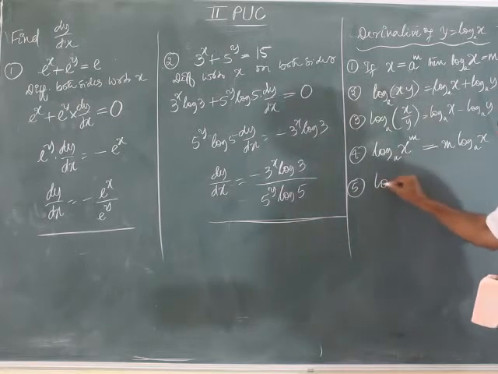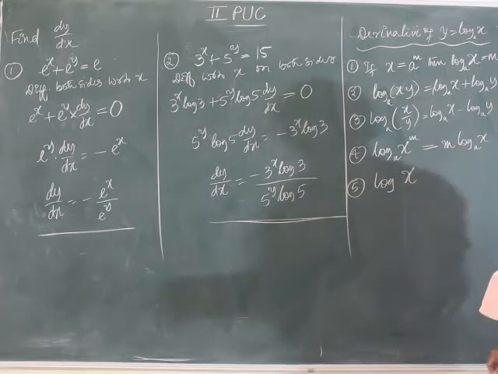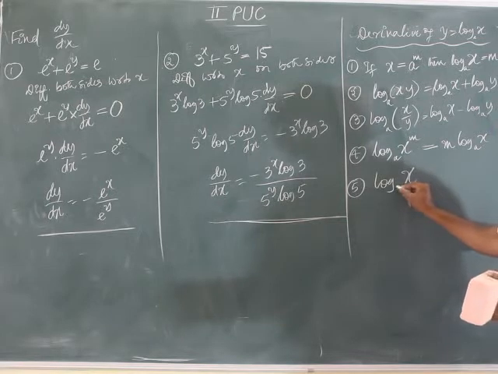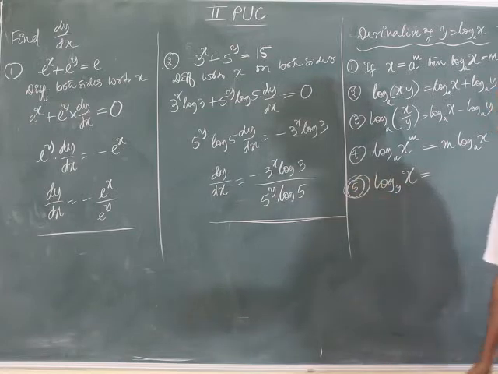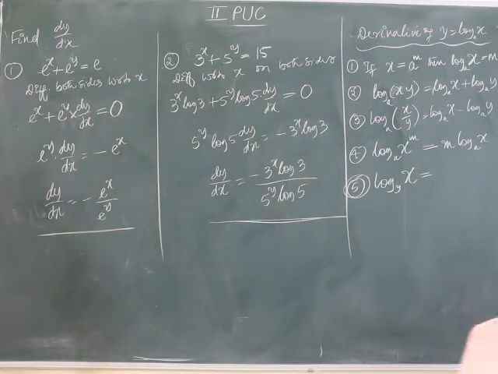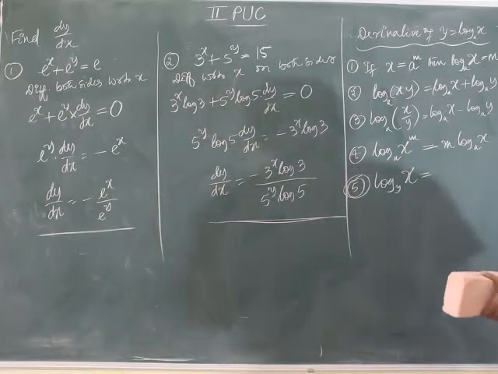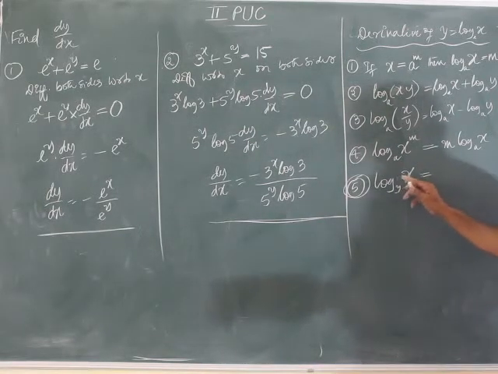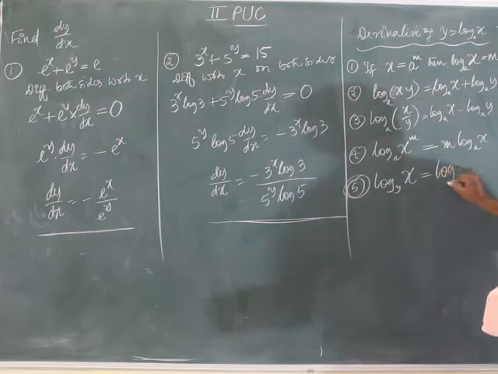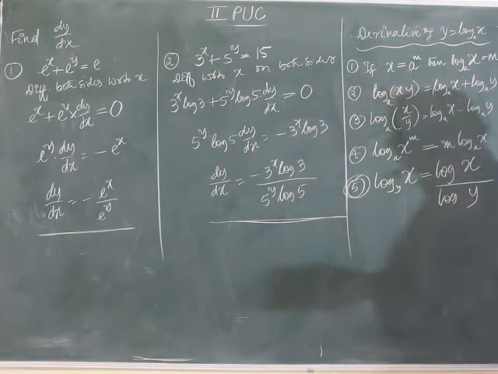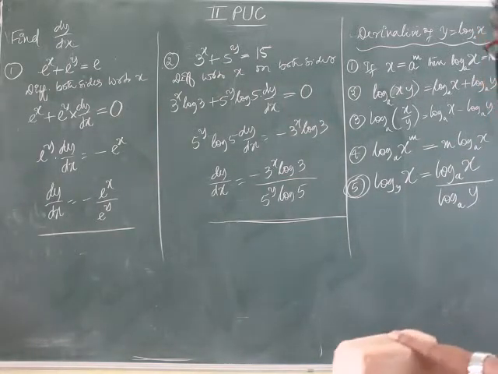Finally, logarithm of x to the base y. A very, very important property called the change of base theorem. Logarithm of x to the base y, you can convert that. The value will be the same: log x divided by log y. Whichever base you need, you can write like this. It is called the change of base law.